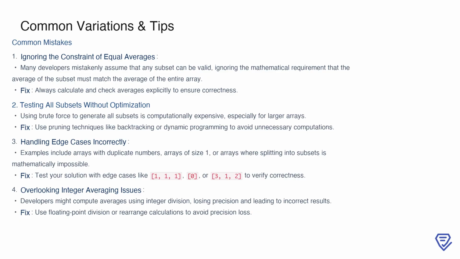Edge cases are another challenge. For example, arrays with duplicate elements, arrays of size 1, or situations where splitting into subsets is impossible can easily break a solution. Testing with diverse inputs, such as 1, 1, 1, 0, or 3, 1, 2, can help ensure robustness. Lastly, don't overlook precision issues with integer division when calculating averages. Integer division can lead to rounding errors, so use floating point division or adjust the formula to avoid losing precision.